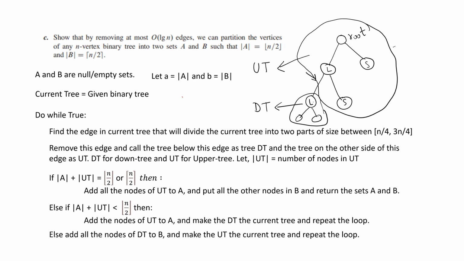If n is the size of the tree, every time we remove one edge, we are left with a smaller tree which can be of size maximum 3n by 4. So how many times do we need to multiply n by 3 by 4 so that it becomes 1? That is the maximum number of edges we need to remove. The number will be equal to log n base 4 by 3. This can be written as big O of log n. Hence proved.